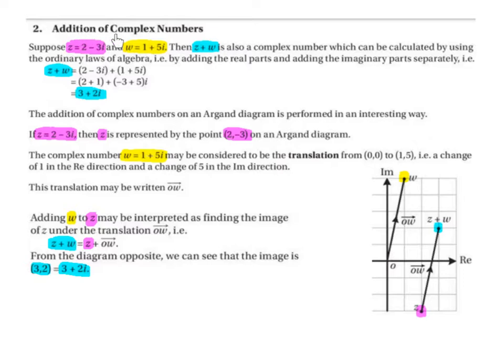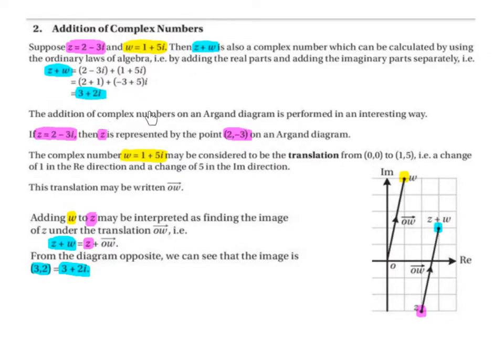Part 2, addition of complex numbers. Suppose z equals 2 minus 3i and w equals 1 plus 5i. Then z plus w is also a complex number which can be calculated by using the ordinary laws of algebra, i.e. adding the real parts and adding the imaginary parts separately. So z plus w equals (2 minus 3i) plus (1 plus 5i). Adding the real parts, we get 2 plus 1 equals 3. Adding the imaginary parts, we get minus 3 plus 5 gives us 2, so we have 2i.